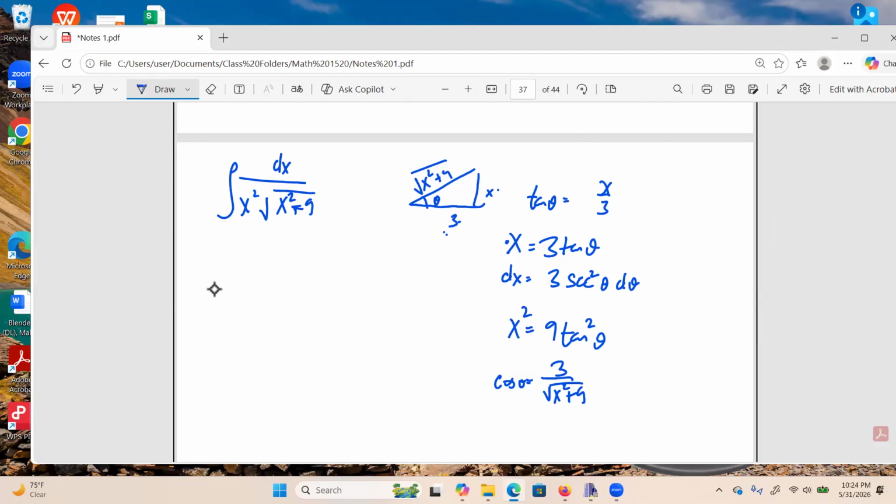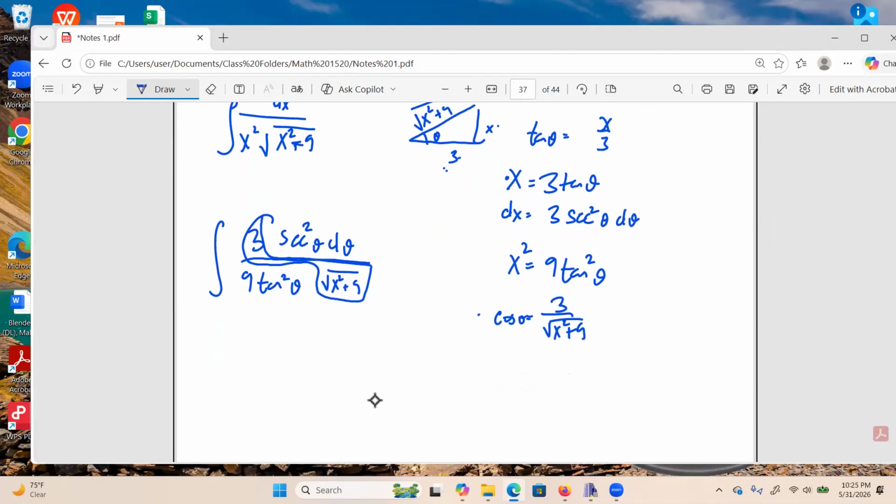So what we have here is our dx, which is going to be 3 secant squared theta d theta. We have x squared is going to be 9 tangent squared theta. And then I still have a square root of x squared plus 9 sitting here. And I'm going to say, well, look at this. We have a 3 over the square root of x squared plus 9. That's a cosine, right? That's why I set that up for us to be able to look at.